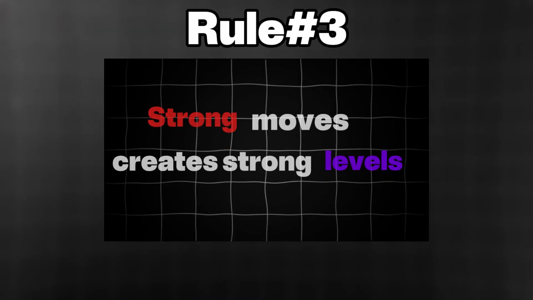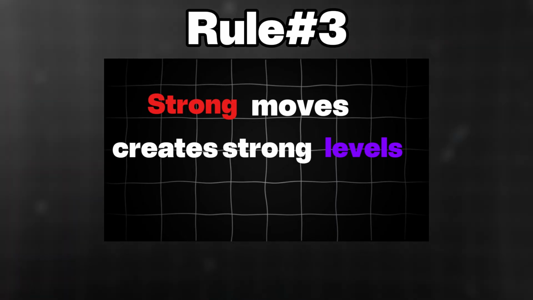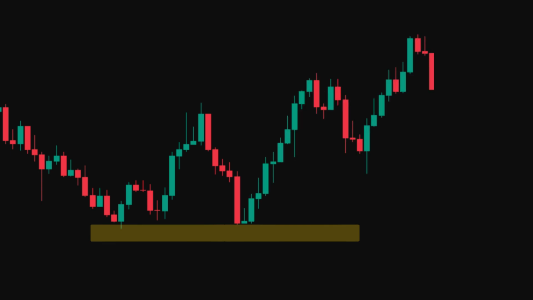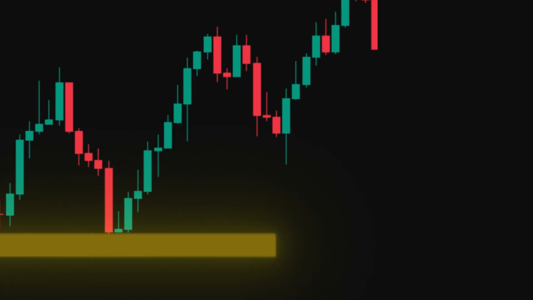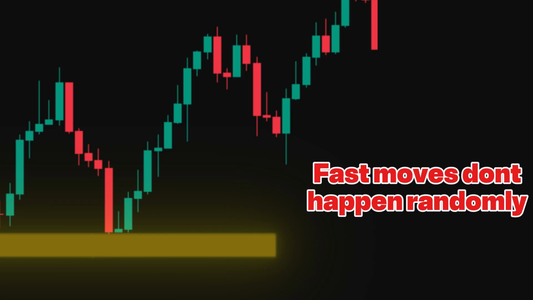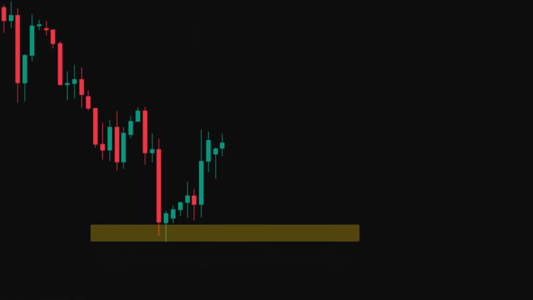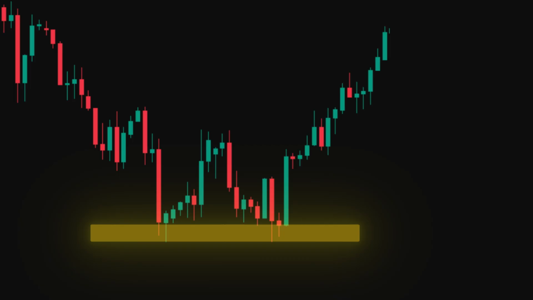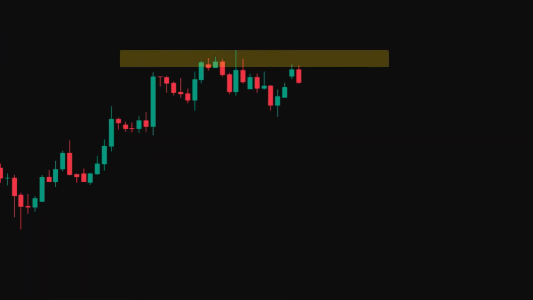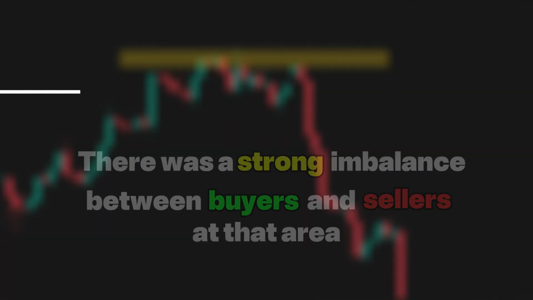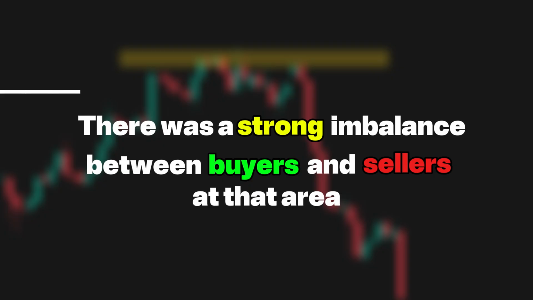Rule number 3. Strong moves create strong levels. This rule helps you spot the most powerful levels on your chart. When price moves quickly and aggressively away from a level, that's a big clue. Fast moves don't happen randomly. They happen because large players entered the market with size. If price touches a zone and then shoots up with strong bullish candles or drops fast with strong bearish candles, that level matters. It means there was a strong imbalance between buyers and sellers at that area. The stronger and faster the reaction, the more important the level is.